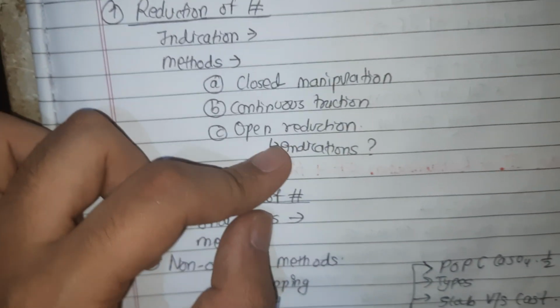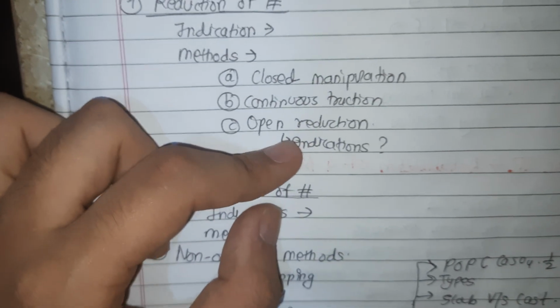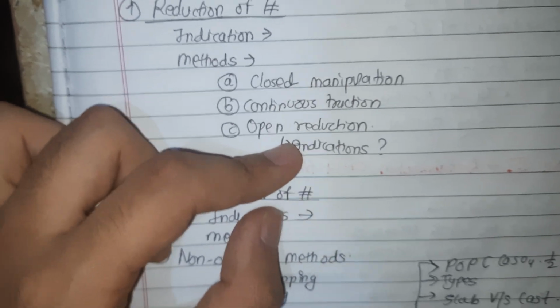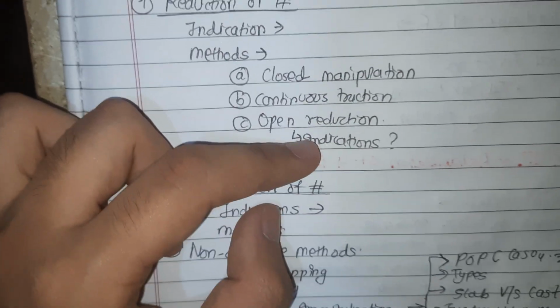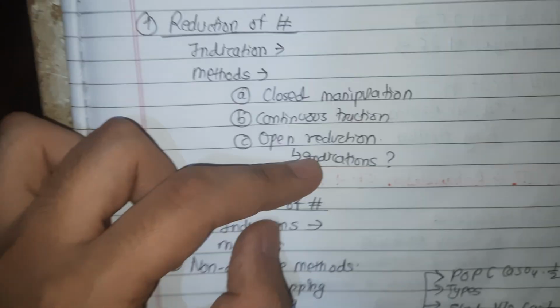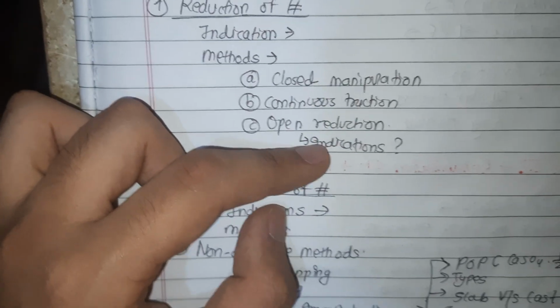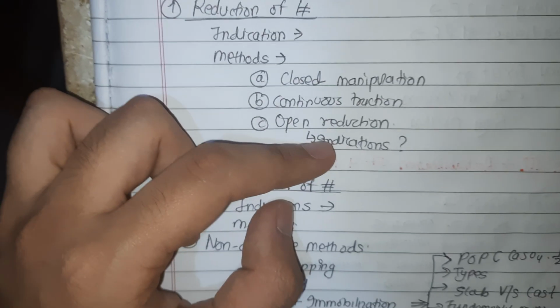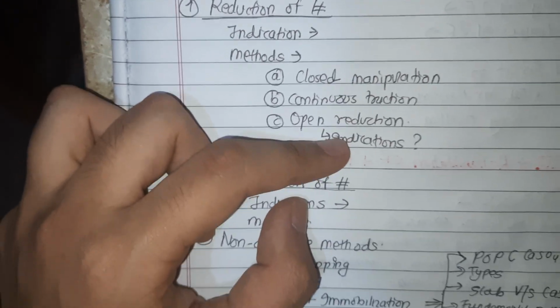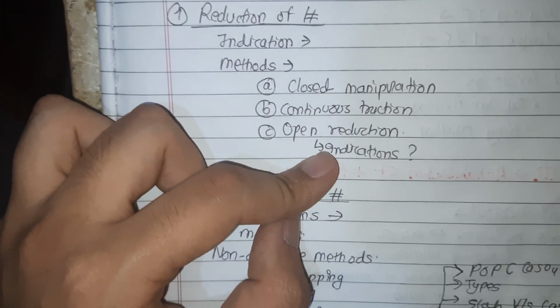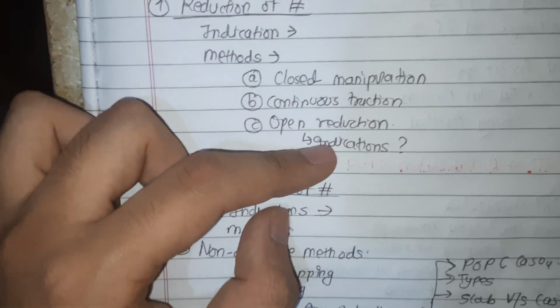And open reduction, the next method, is open reduction, and in this method the fracture is surgically exposed and the fragments are reduced under vision, and once reduced, some form of internal fixation is used to maintain the position. And this is commonly referred to as open reduction and internal fixation.